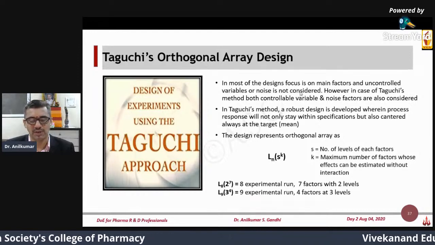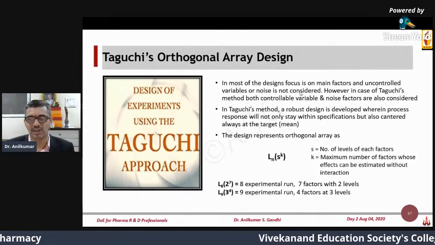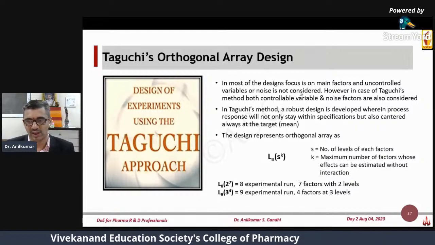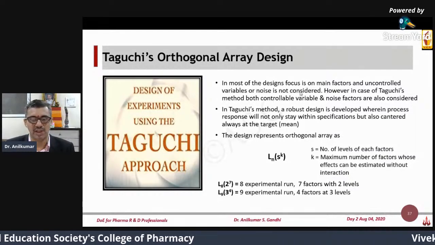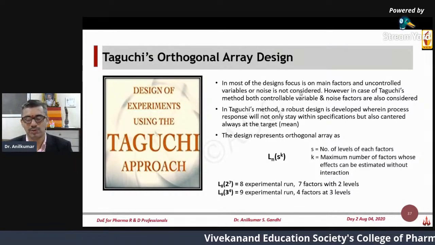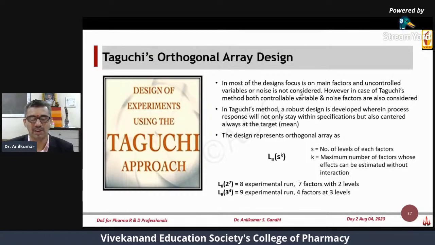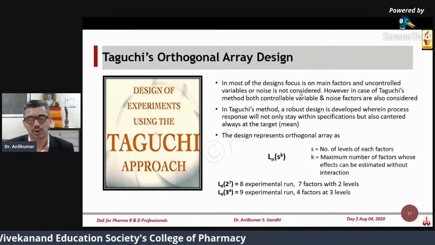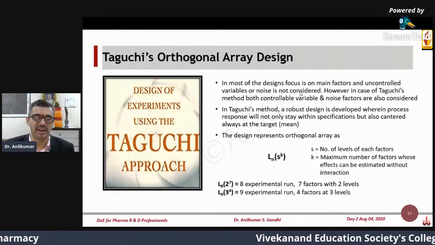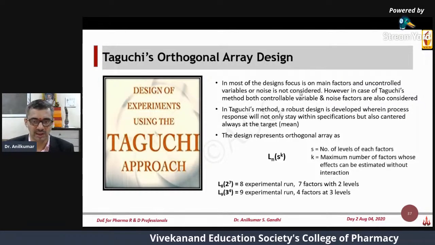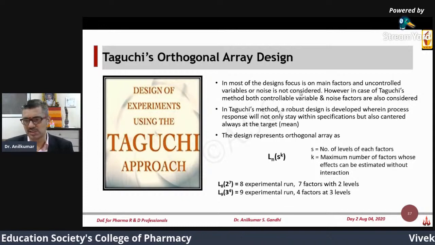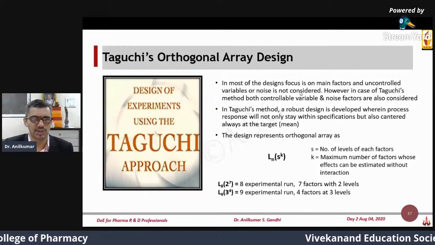There is a notation which says Ln multiplied by S raised to K, where K is of course the factor, and S is the number of levels. So this is very similar to what we have as 2 raised to 3, or similar kinds of connotations that we have for factorial design. What is added is the Ln, which is the number of experimental runs. So this is how we define Taguchi's design.